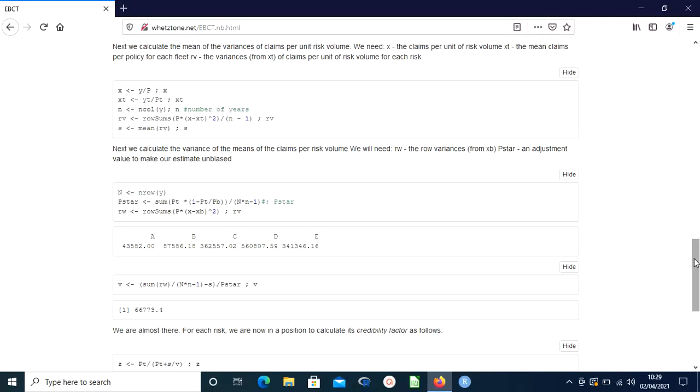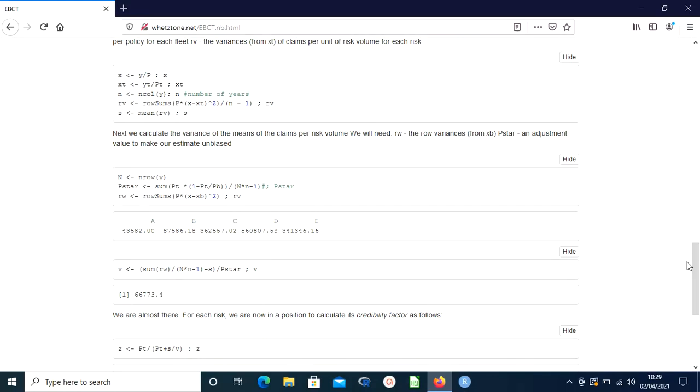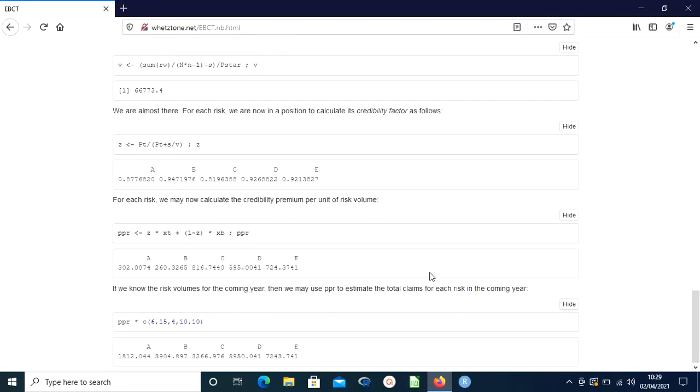So we need to now calculate the credibility factor for each risk, and that is found by Z. We'll call it credibility Z, and that's found by PT divided by PT plus S over V. And then those are our credibility factors for each fleet.